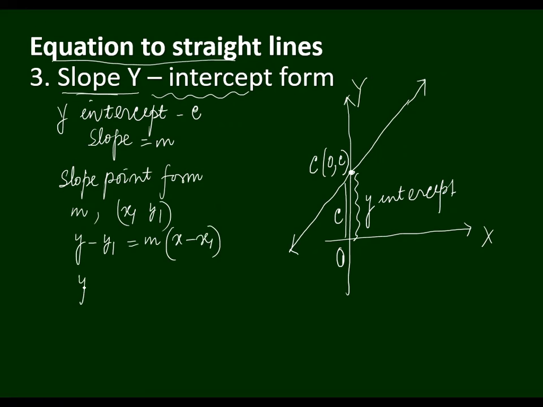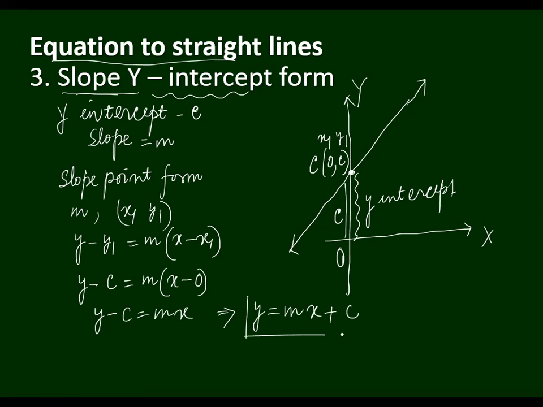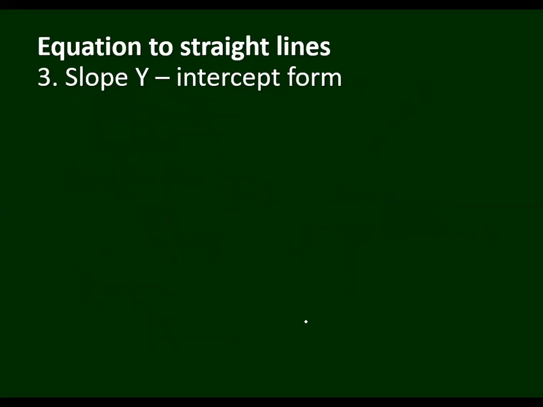So here, y minus, what is y1? y1 is c. Then m into x minus 0. On simplifying, I'll get y minus c is equal to mx. Or what is the final equation? y is equal to mx plus c. So this is the equation in slope y-intercept form, where y-intercept is small c and m is slope.